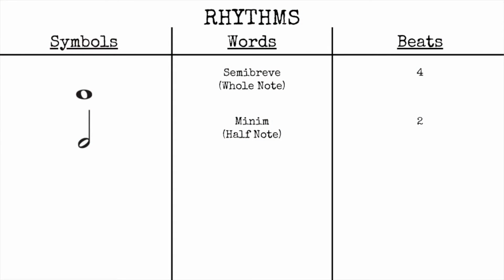Now, if we copy the same symbol that we had for the minim directly underneath, we've got to change it, and we're going to colour in the circle. And the word to describe this symbol is called a crotchet.